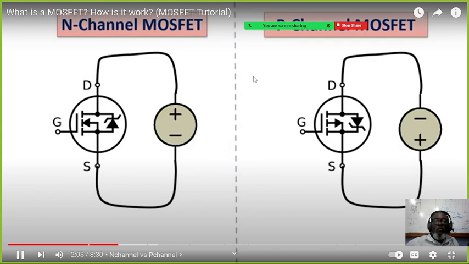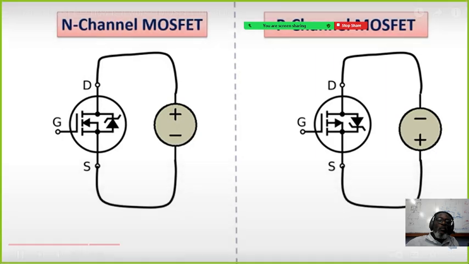The positive or plus pole of the voltage source is connected to the drain pin of the MOSFET in N-channel MOSFET, while the positive or plus pole of the voltage source is connected to the source pin of the MOSFET in P-channel MOSFET.